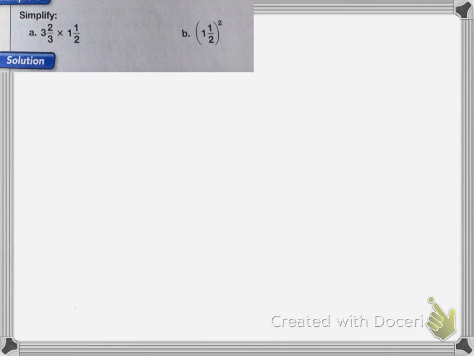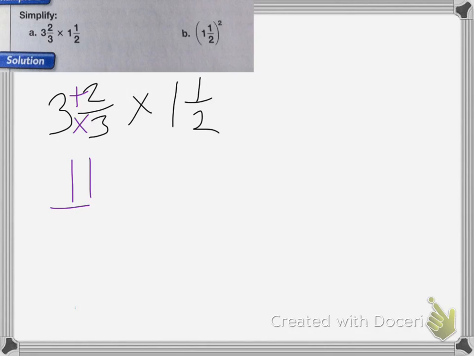Okay. This one wants me to simplify these two problems and answer them. So with A, we have 3 2/3 times 1 1/2. Again, I need to change those to improper fractions. So 3 times 3 is 9, plus 2 is 11. So we have 11/3 times 1 times 2 is 2, plus 1 is 3, 3 halves.